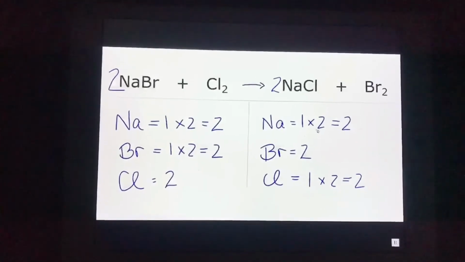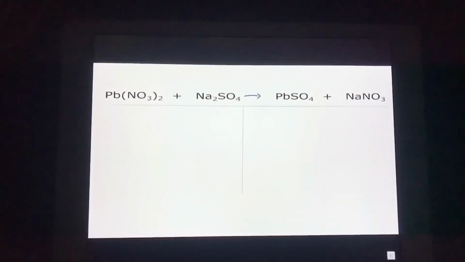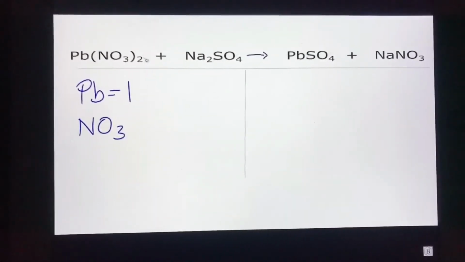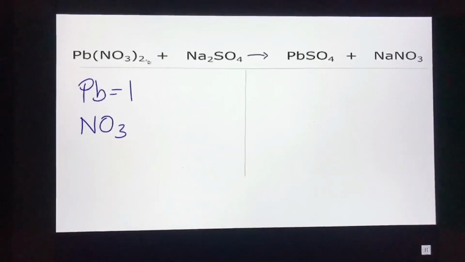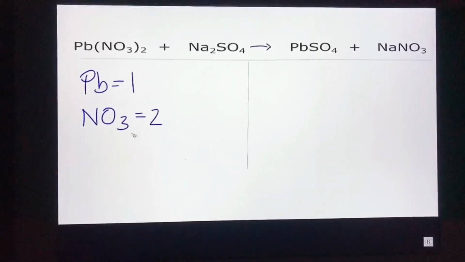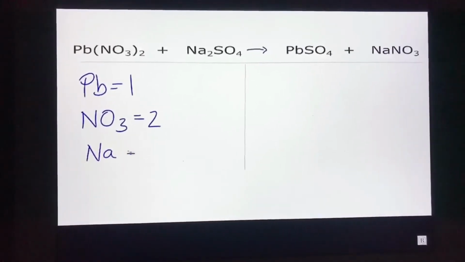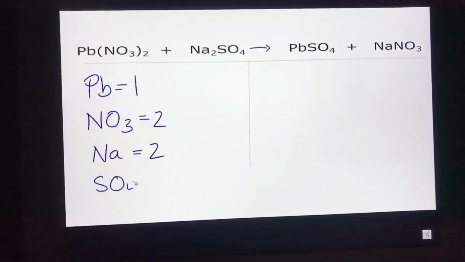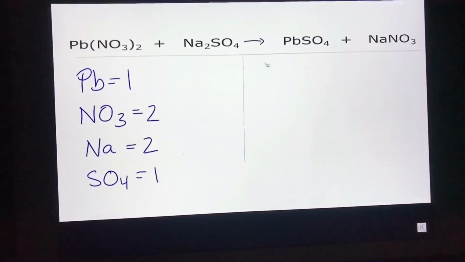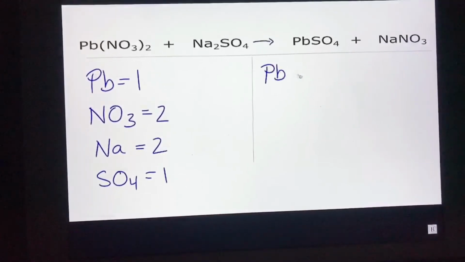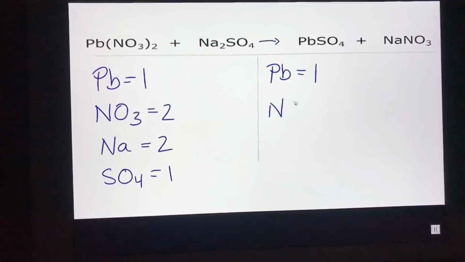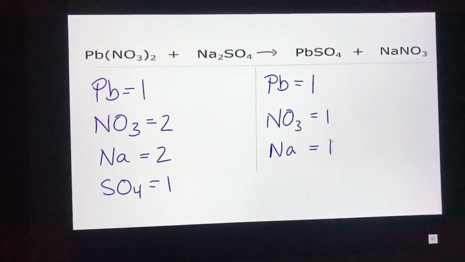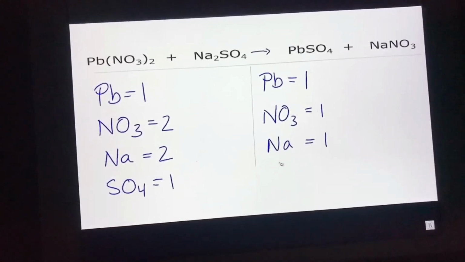You can see this sodium. Now the next equation, students. Lead nitrate plus sodium sulfate will give lead sulfate plus sodium nitrate. Here you see lead is 1 and nitrate is 2, as you can see under the bracket. Sodium is 2, sulfate is 1, and on the right hand side lead is 1, nitrate is 1, sodium is 1, sulfate is 1.